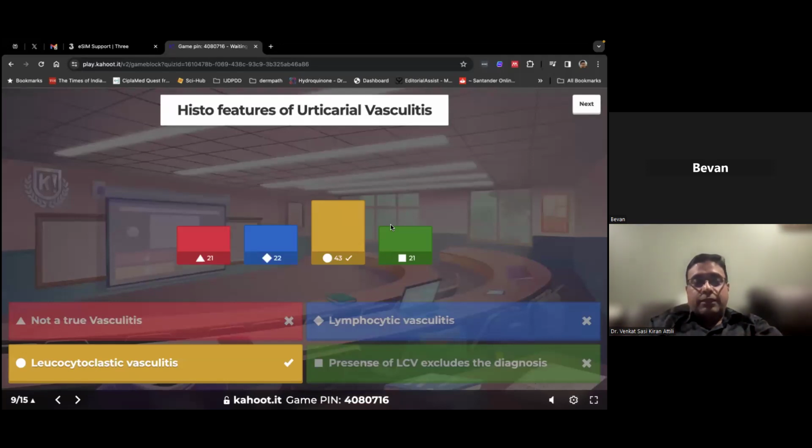So, yes, the correct answer is it's a leukocytoclastic vasculitis, and the presence of marked leukocytoclasis does not exclude the diagnosis. It's neither lymphocytic, and yes, it is a true vasculitis.